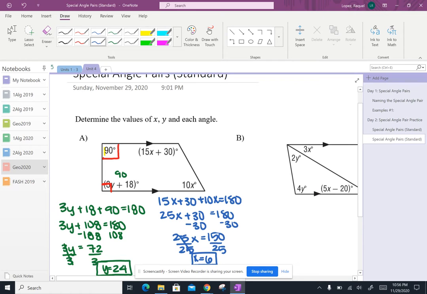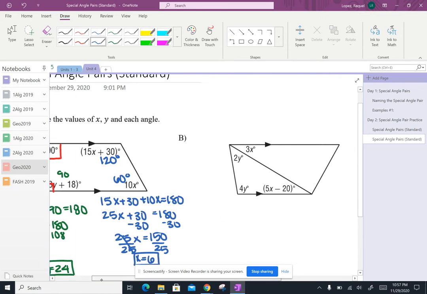Okay, let's go ahead and plug this in. So that means this angle would be 60 degrees. And I can plug 6 into the other expression, the 15x plus 30, and when I solve for that, I should get 120. Or I can just do 180 minus 60, since I know those two angles are supplementary. Okay, let's move on to the next diagram.